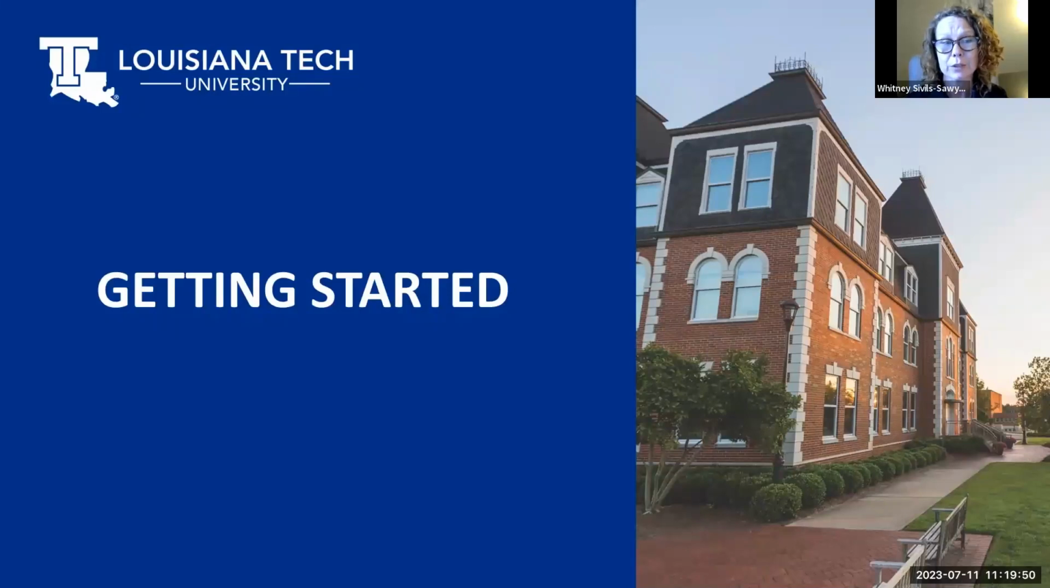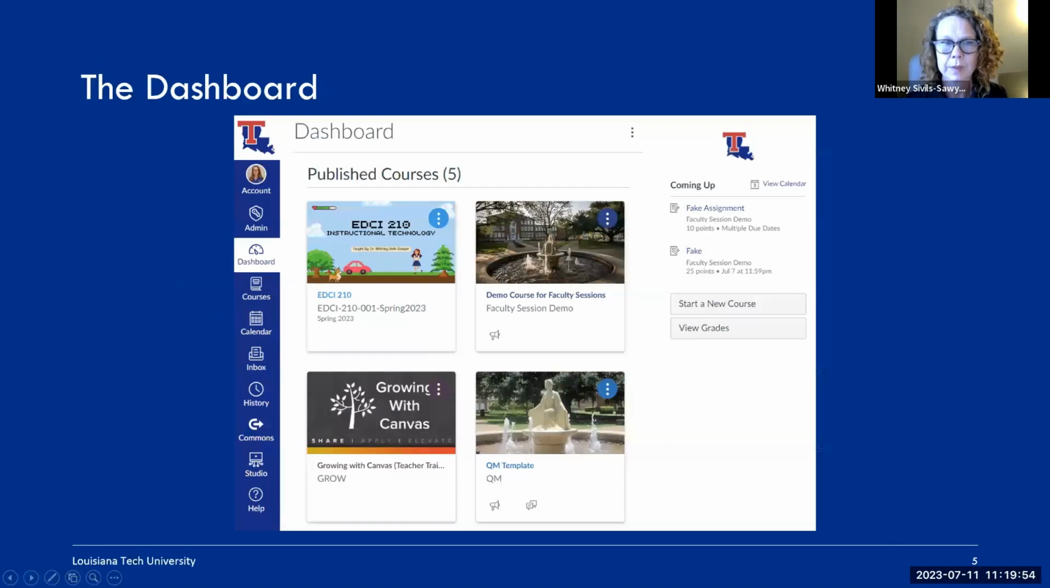Let's look at the Getting Started section. First, we're going to take a look at the dashboard. This is basically your landing page inside the Canvas LMS. You will see on the far left side is your global navigation menu. As we will talk about in a minute, this menu can be found always on the far left side, no matter where you are in the LMS.